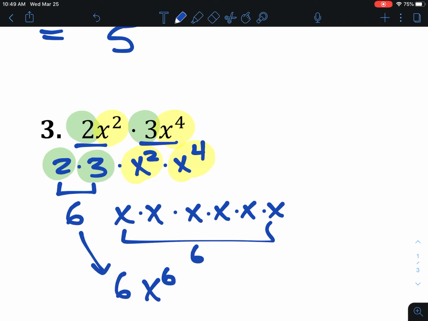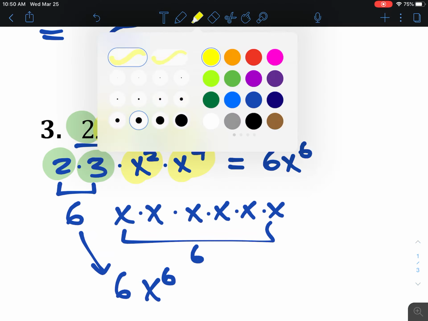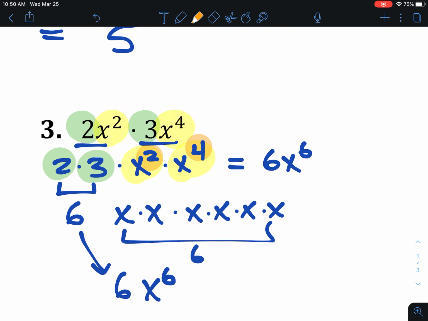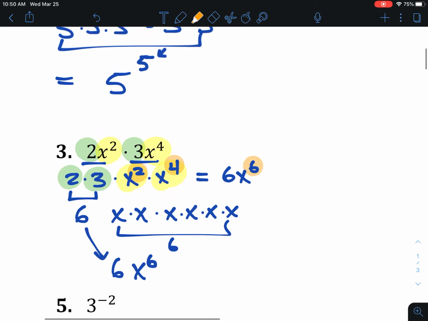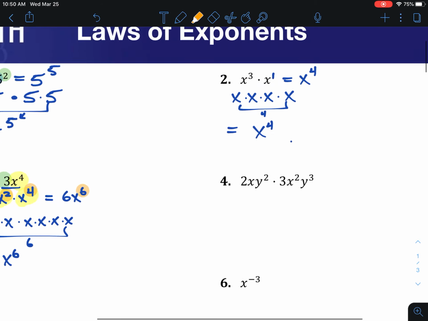Again, the shortcut would be just to call this 6x to the 6 right away if you look at those powers and just add them. Since we are multiplying with the same base, we keep that base of x and add your 2 plus 4 to make the 6. Either way you do it, you get the same answer.